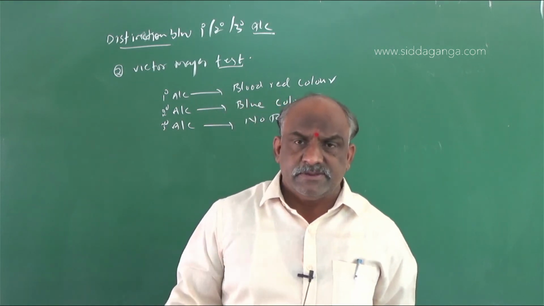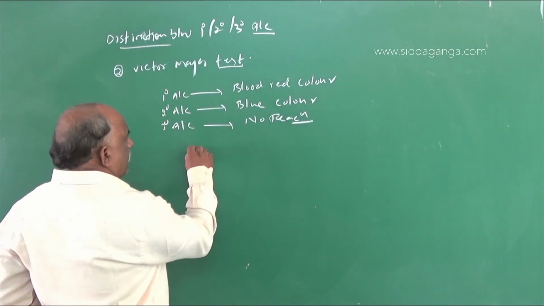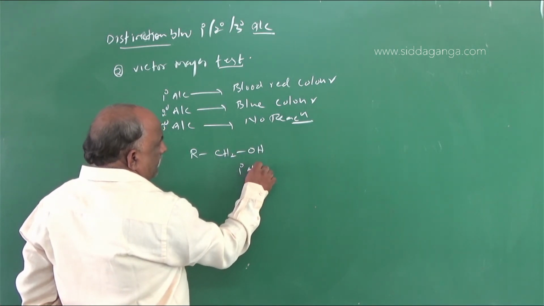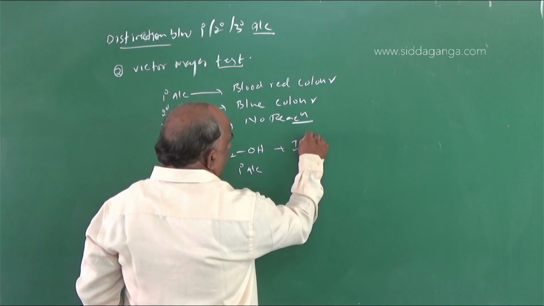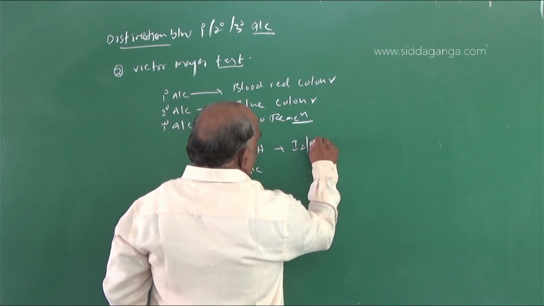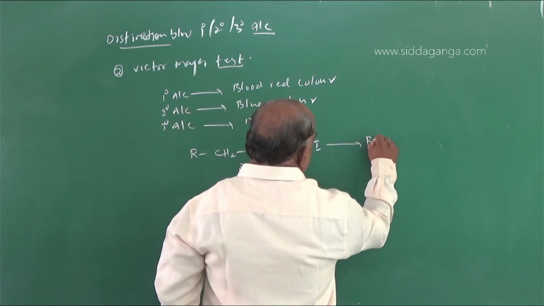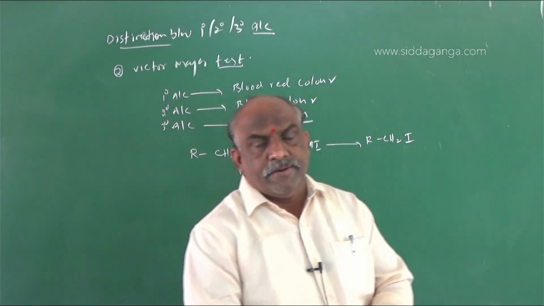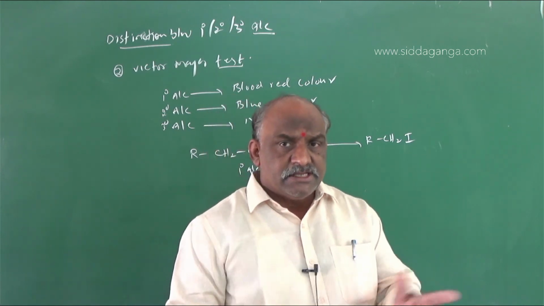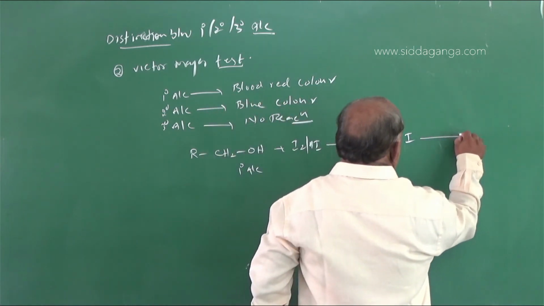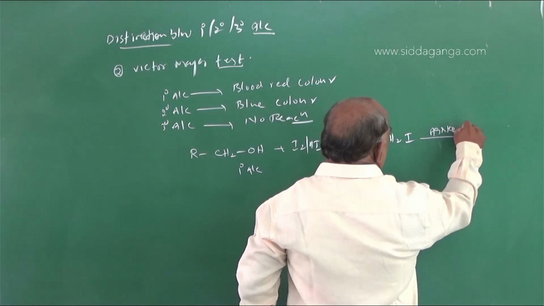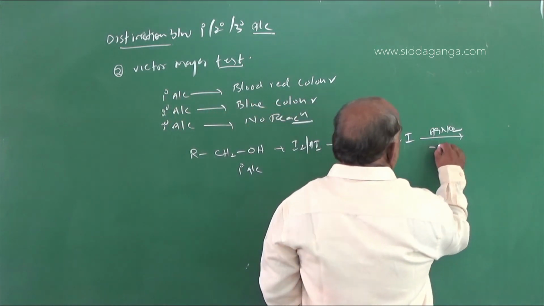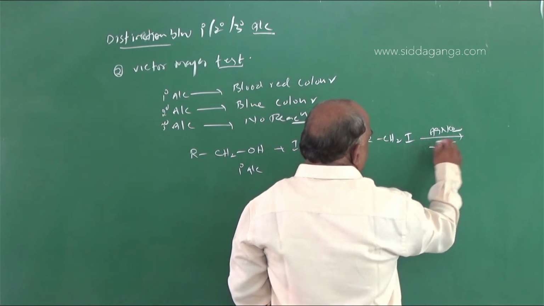So what does the Victor-Meyer test mean? Simply take RCH2OH, which is a primary alcohol. It is treated with iodine or hydroiodic acid, and we get RCH2I, an alkyl iodide. This alkyl iodide is treated with AgNO2, which is silver nitrite. Then AgI is separated out.